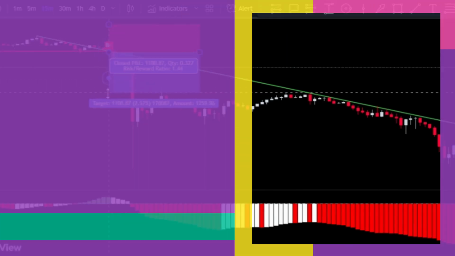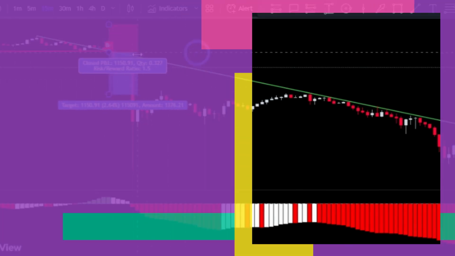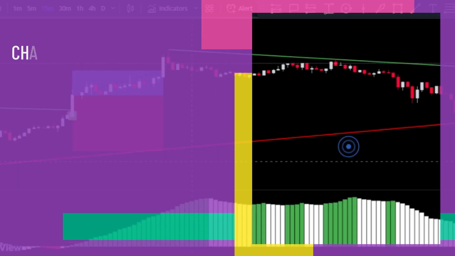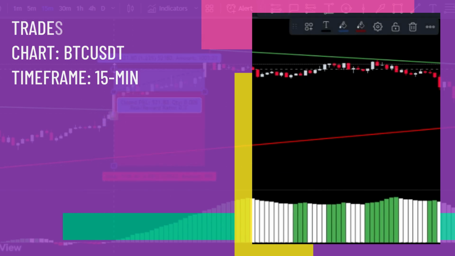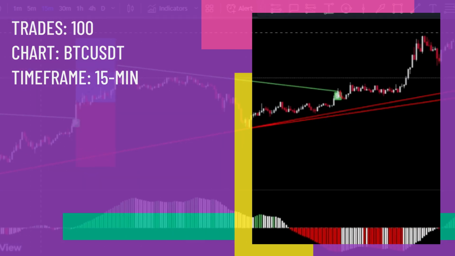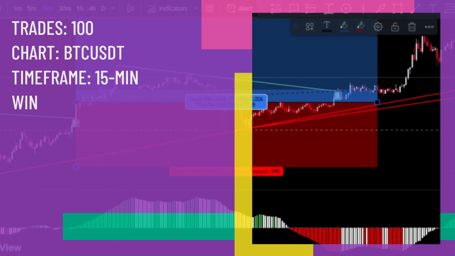Now it's time to see the strategy in action. We conducted a backtest of this strategy on the Bitcoin chart using a 15-minute time frame, and the results were quite compelling. Over a series of 100 trades, the strategy demonstrated a robust win rate of 78%.